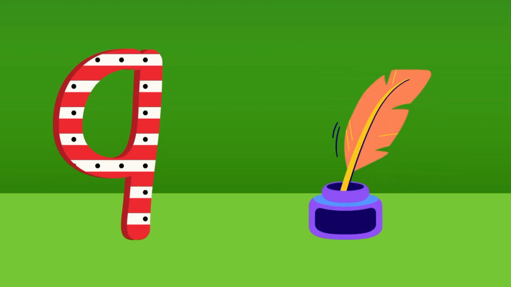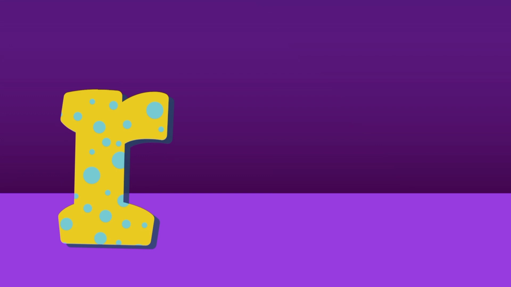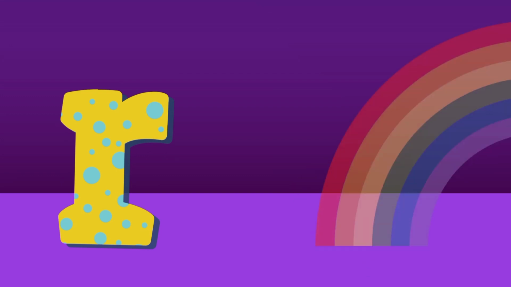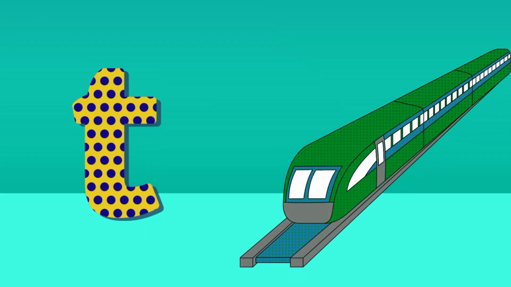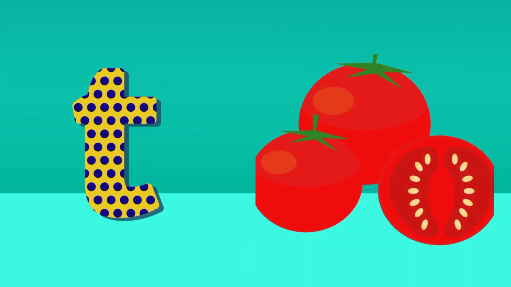Q for question mark, and Q for quill. R for rocket, and R for rainbow. S for shop, and S for snake. T for train, and T for tomato.